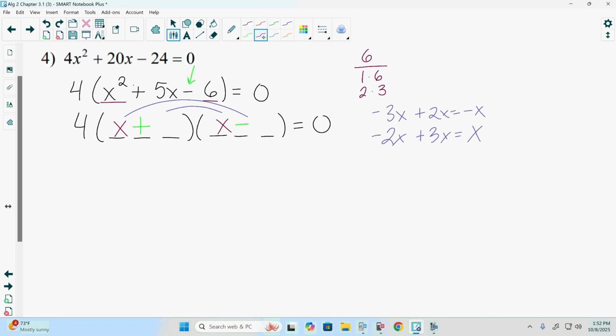So what can we try next? 1 and 6, that's the only other choice. Do we want the 1 or the 6 to be positive? 6. And if we check this here, x times negative 1 would be negative x. 6 times x would be positive 6x, telling us that the middle term would be positive 5x. Is that the middle term that we wanted? Yes, right? Now we have two things multiplied together to equal 0, so one of them has to be 0.